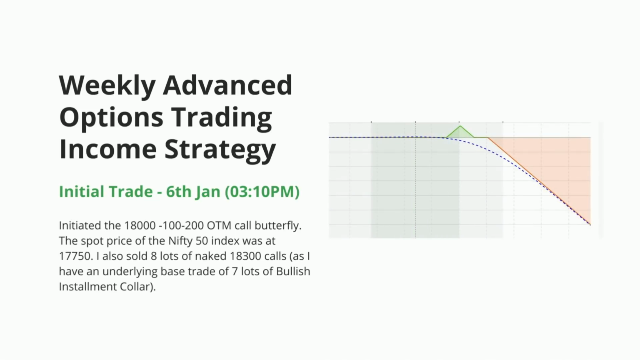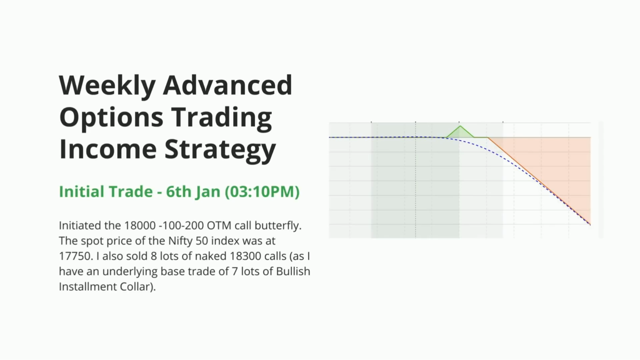And the payoff graph looked like this. Most of you must be wondering as to why I took a trade that has unlimited risk to the upside. But the truth is that I have a base trade to cover for that risk. So the naked 400 quantity calls at 18,300 are actually covered calls on the base trade.